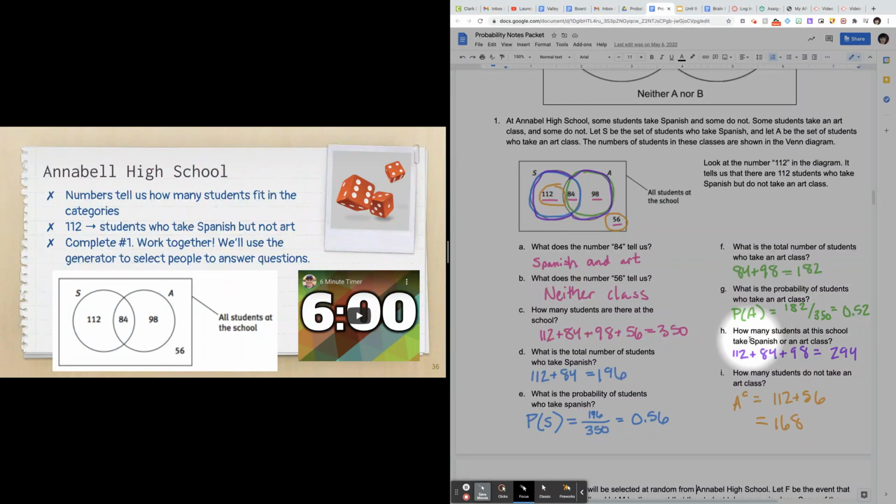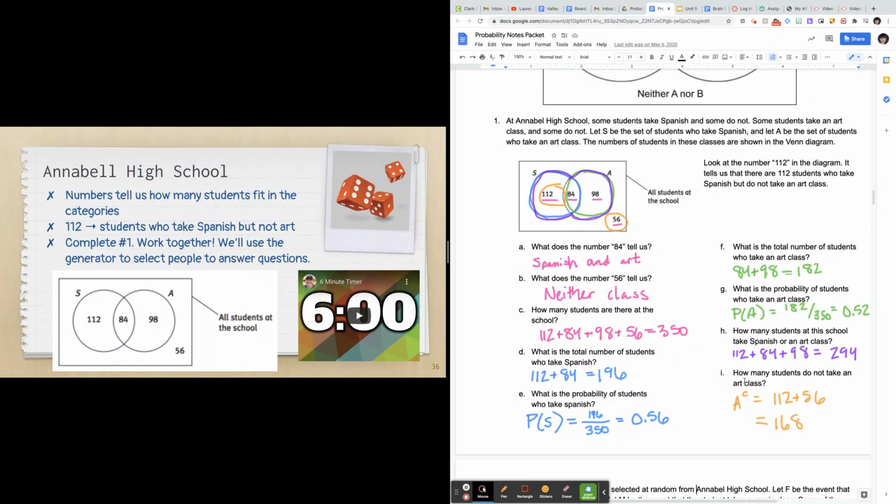Okay. Now part H says how many students at this school take Spanish or art? Remember, or in a Venn diagram is all of the numbers inside of the Venn diagram. Okay, so I would add 112, 84, and 98. And when I do, I get 294. Okay, now my very last one says how many students do not take an art class? Well, that's just everybody outside of the art circle. So I have those numbers circled in orange. So these 112 students are not in an art class, and these 56 students here are also not in an art class. So you got to add those up and you get 168 when you do that.